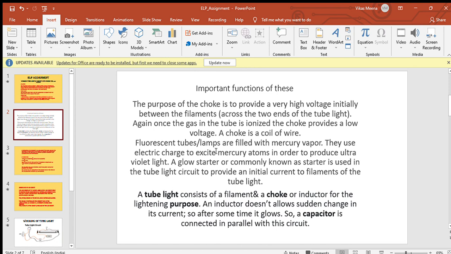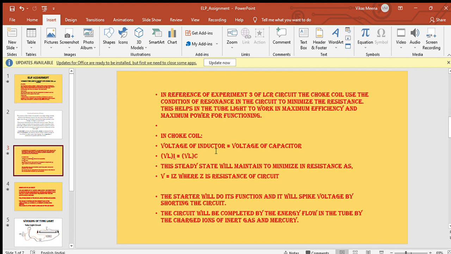A capacitor is also connected in parallel, so the LCR circuit gets completed. Now, in reference to lab experiment 3 that we did, the choke coil uses the condition of resonance in the circuit. We know that at resonance, the phase difference between the voltage across the inductor and the voltage across the capacitor is 180 degrees and they are equal. So the circuit is basically purely resistive.